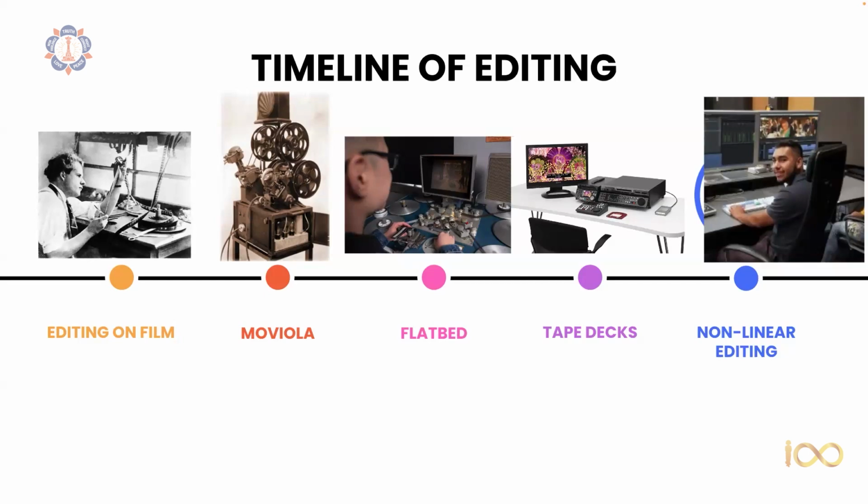This was more common. And then in the 80s, tape decks became more common. Tape decks were more for TV, and people would edit from tape to tape, and that was very common in the 80s and 90s. And in the 90s, non-linear editing was developed. Non-linear means you can go back and forth seamlessly through all the footage.